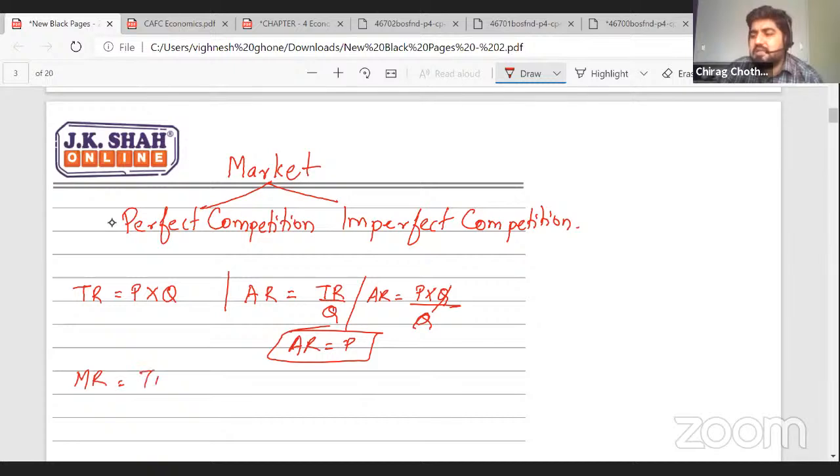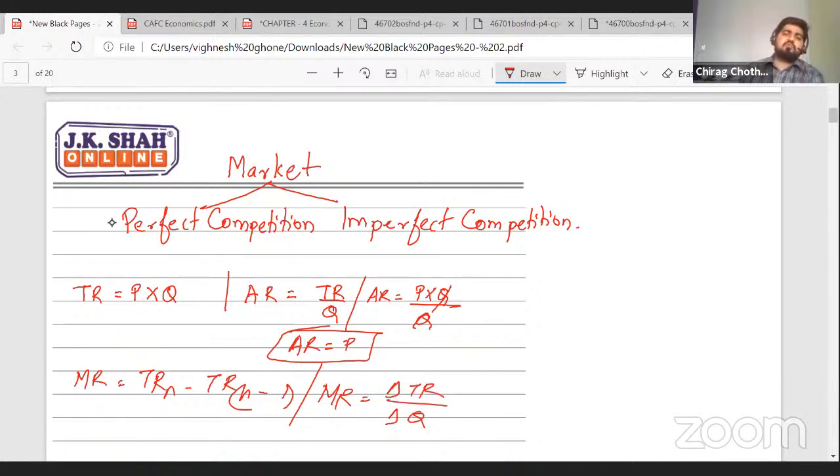See, MR generally we use like this, TRn minus TRn minus 1. That's fine. But logically, what I always advise students, don't go for this one. Go for the formula MR is equal to change in TR upon change in Q. So change in total revenue upon change in quantity, you will be getting your marginal revenue. And by using this formula, students, you can never ever go wrong. I will tell you why.